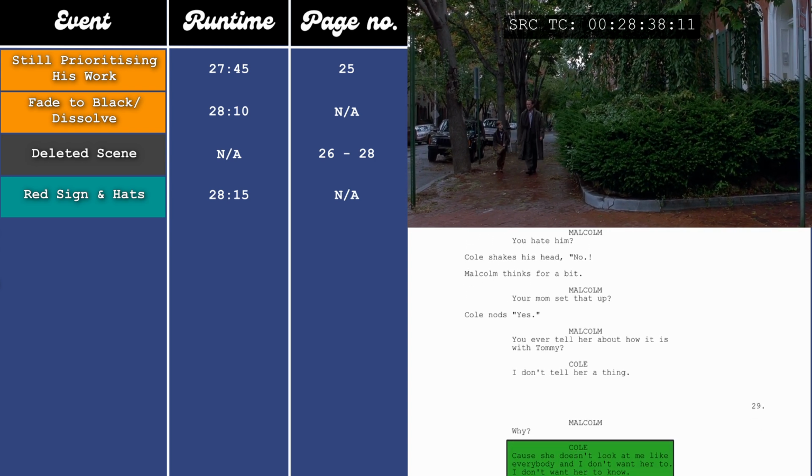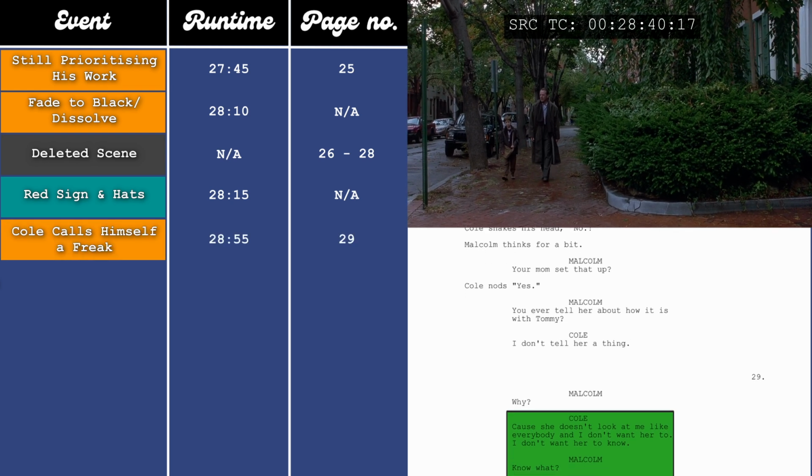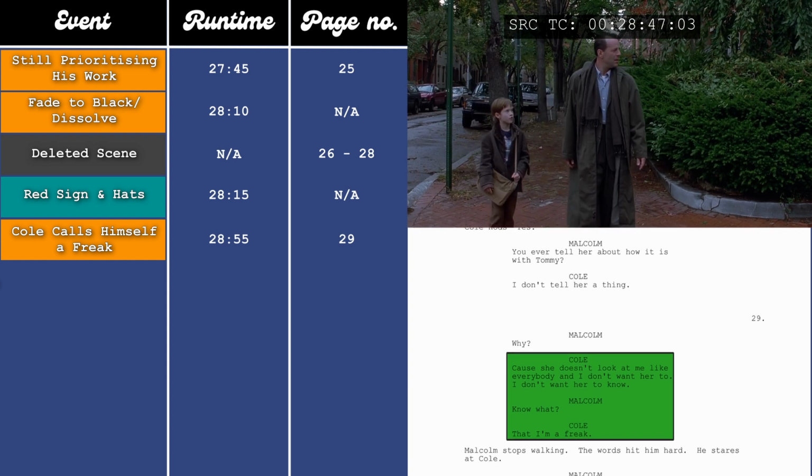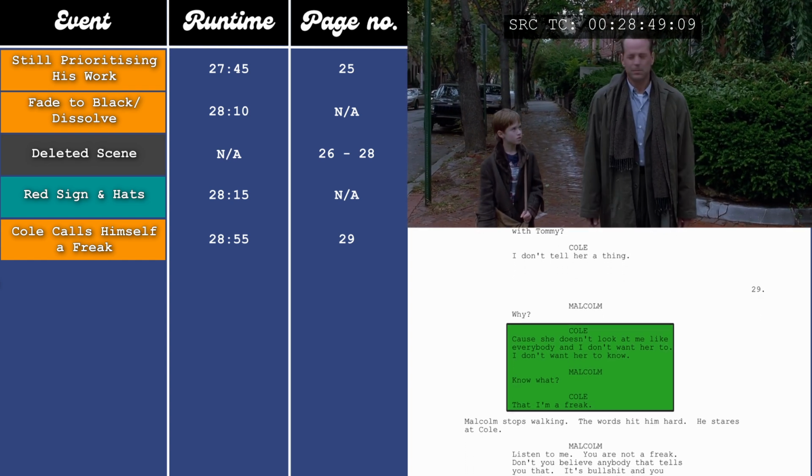Cole then calls himself a freak at the 28-minute and 55-second mark, which is page 29 in the script. Because she doesn't look at me like everybody else, and I don't want her to. I don't want her to know. Know what?